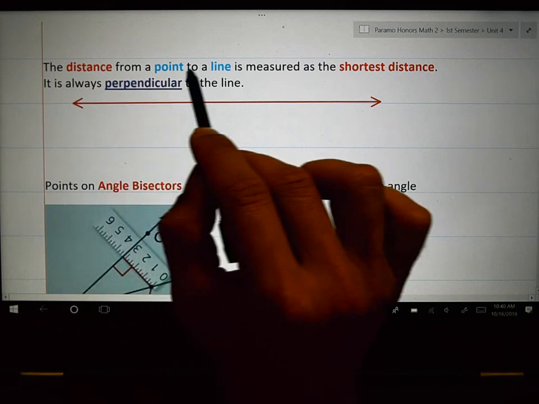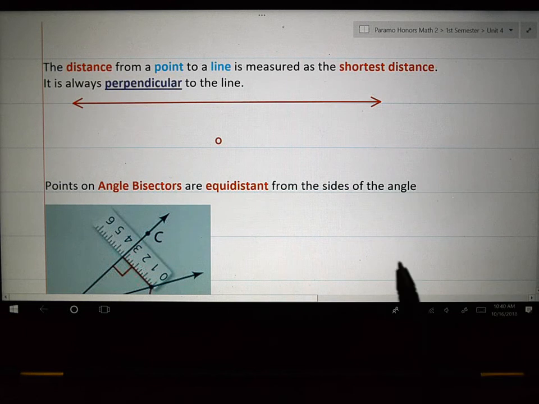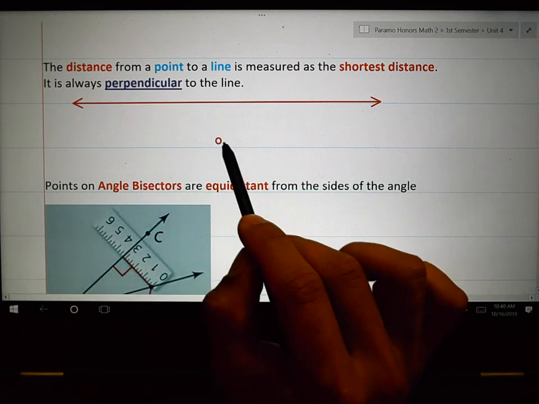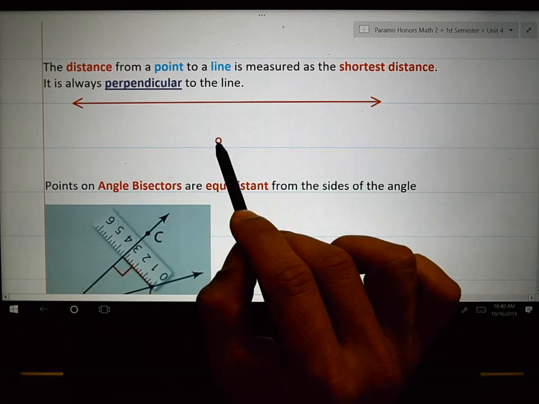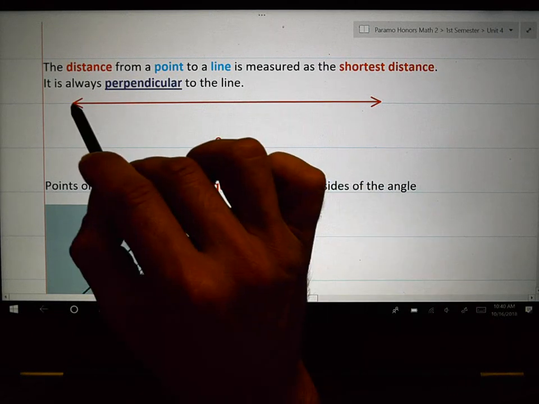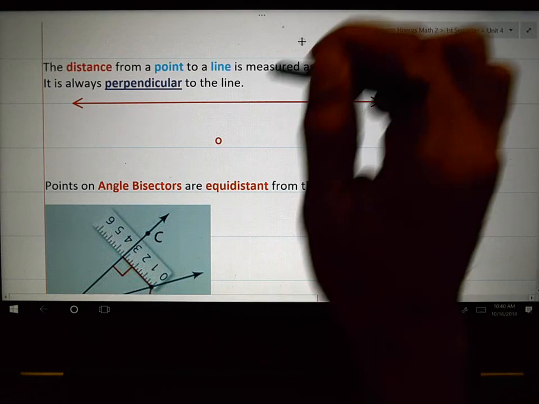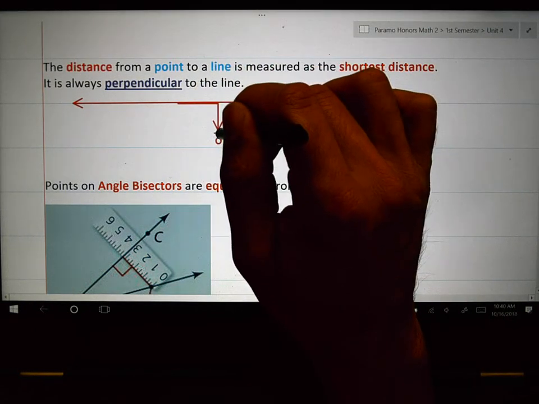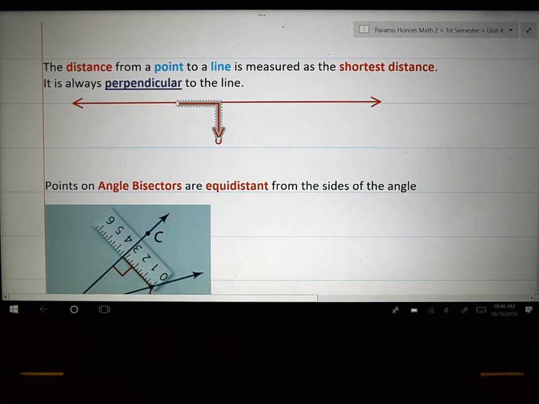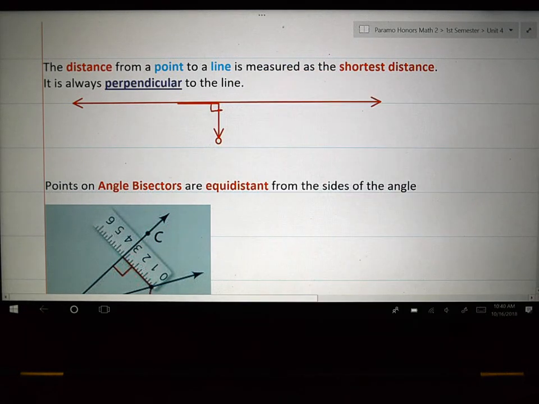The distance from a point to a line is measured as the shortest distance. It's always perpendicular to the line. If I say, how far is this point from the line? You don't measure at a diagonal. You don't measure all the way over here. You measure it as the shortest distance possible, like from here to there. It needs to be at a perfect right angle. If it's not, then you're not measuring it correctly.